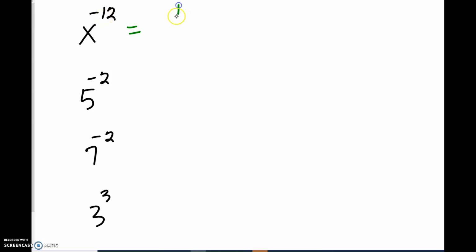So we're going to write this as 1 over x to the 12th. All right, that's a negative 2. Negative exponents are not okay. So that's 1 over 5 to the second. Now we can actually do the math on what 5 to the second is. So that's 5 times 5. So we have 1 over 25.